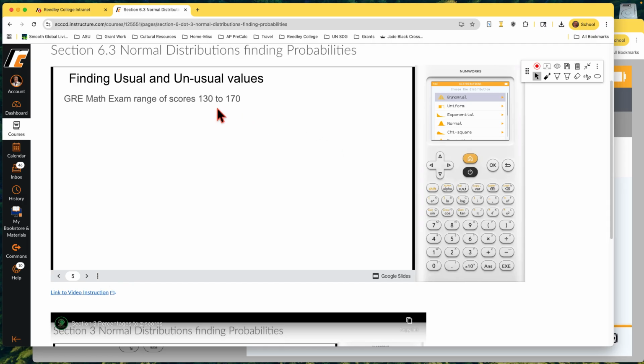But the GRE, just a little background, the scores are from 130 to 170. So you can't score 0 on it. That's kind of a nice thing. Even if you miss every question, you score 130. And 170 is the highest you can get. The overall mean and standard deviation for everyone who takes it is 157.6 with a standard deviation of 9.9.